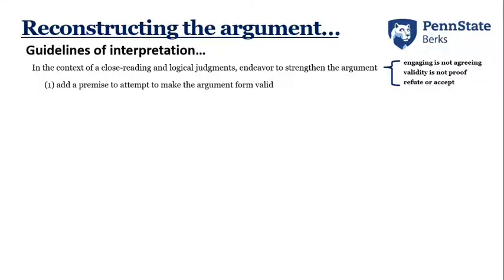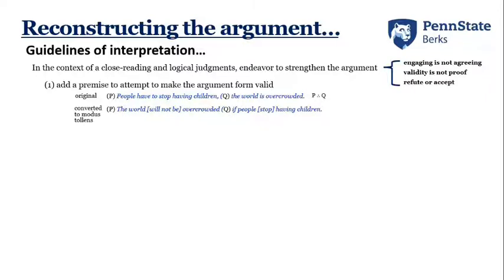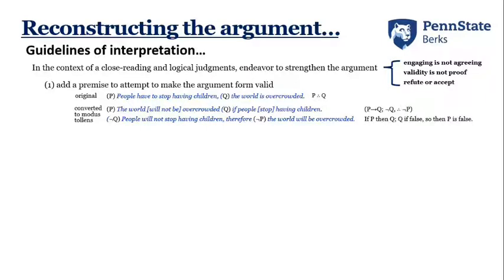Now, there are a few different techniques for doing this. You can add a premise to attempt to make the argument valid. So here's an original: people have to stop having children, the world is overcrowded. So this diagram is just P therefore Q. Now, if we were to try to convert this into a modus tollens, we could say the world will not be overcrowded if people stop having children. So people will not stop having children, therefore the world will be overcrowded. So it's that if P then Q, well, it's not Q, therefore it's not P. If P then Q, Q is false, so then P is false.